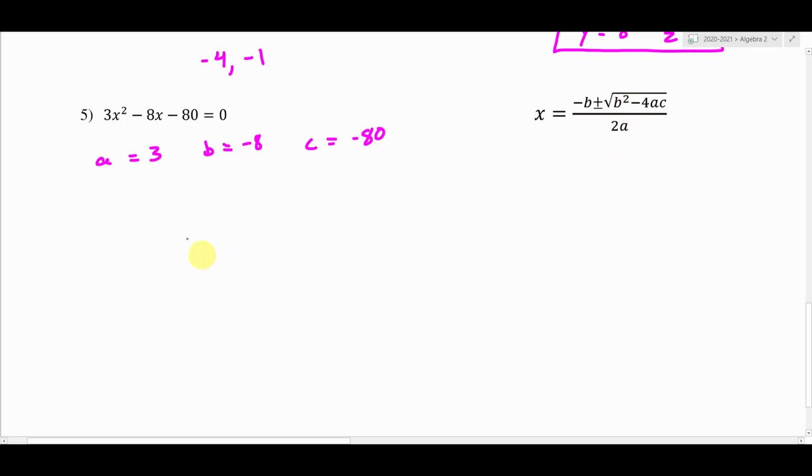And then I'm going to use my formula to set up here. Okay, so we have a negative built into the formula and a negative attached to the b, so that's why I go negative, negative 8. A lot of students are like, you're weird, Mr.